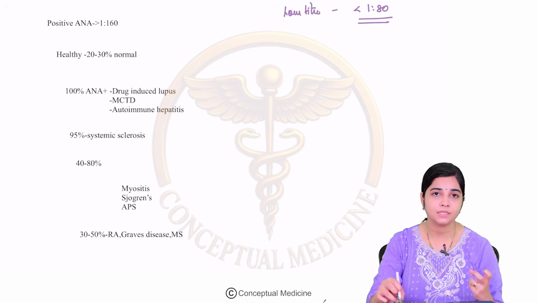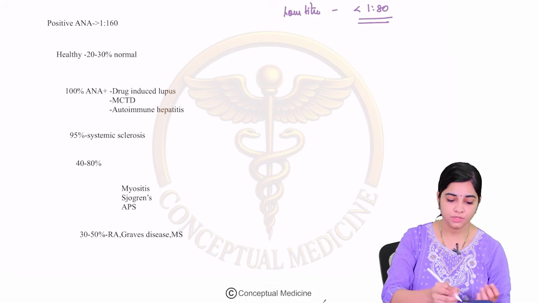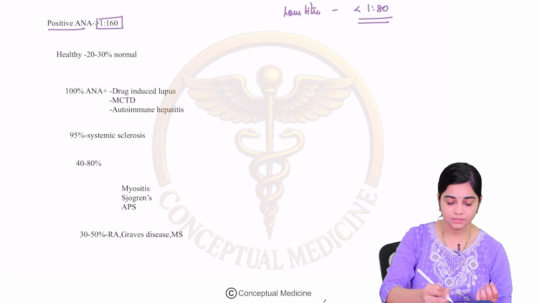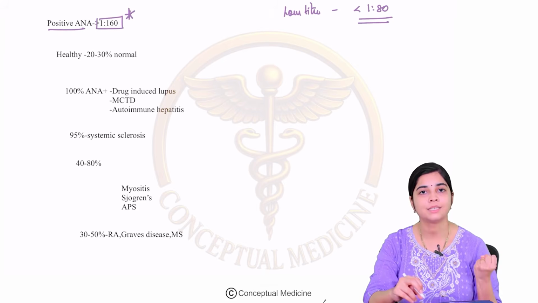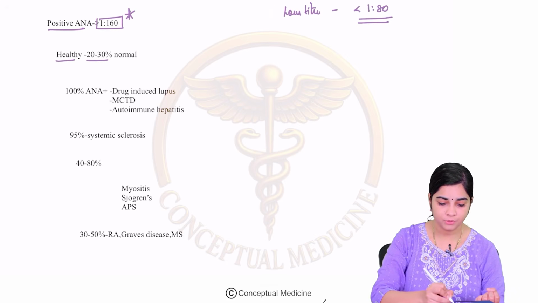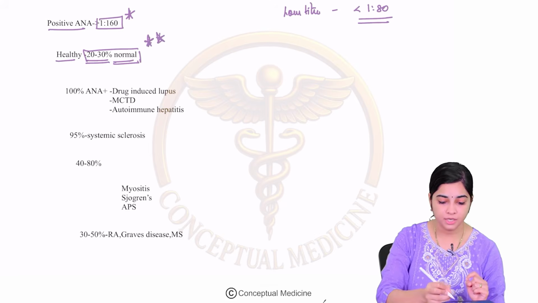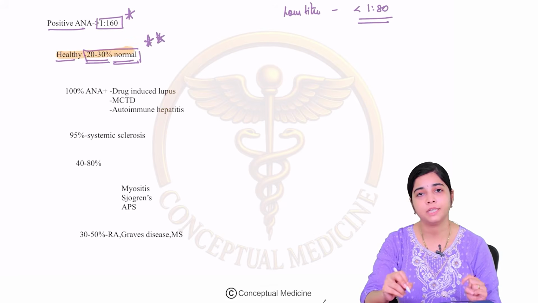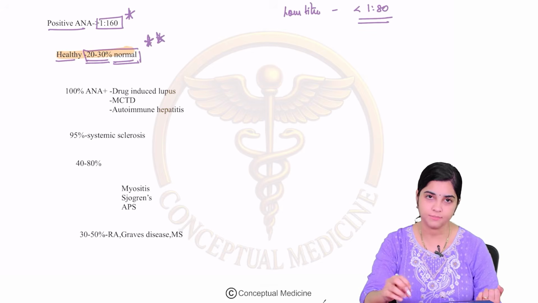So when will there be a high suspicion of an autoimmune disorder? When the titers are more than 1:160. If the titers are more than 1:160, then there is a high probability that the patient is going to have an autoimmune disorder. In healthy people, up to 20 to 30% of the normal population can also have a positive ANA. Very important point, because many times we see a positive ANA and attribute all of the patient's symptoms to an underlying autoimmune disease like SLE.